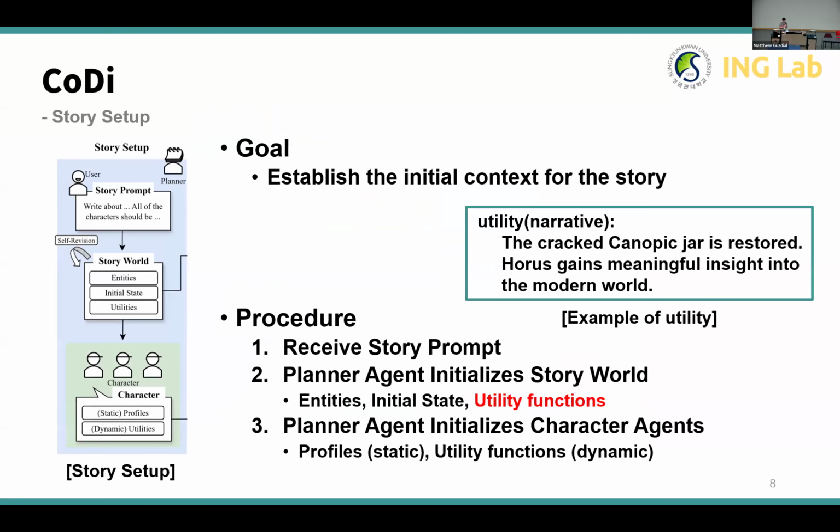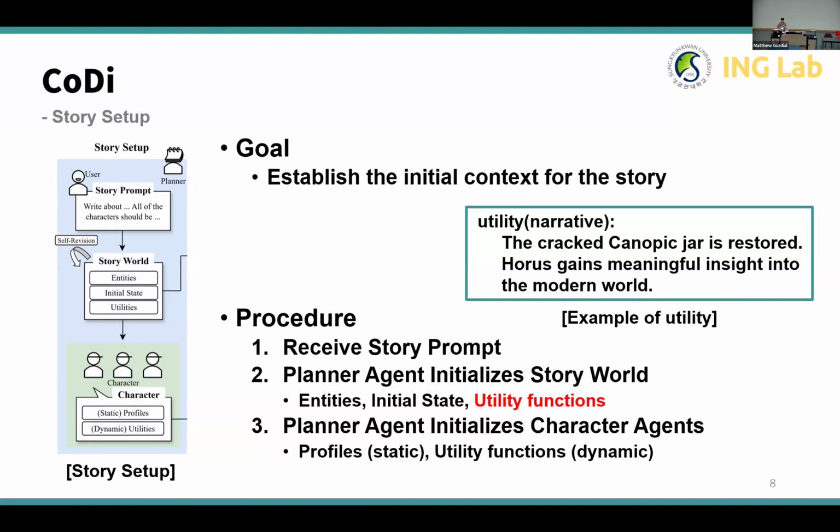The first stage is story setup. In this stage, the planner agent initializes the context for the story. First, the planner agent receives the story prompt and initializes what we call a story world. The story world contains entities, initial state, and utility functions, inspired by the Sabre framework. You can see an example of utility in this case study: the correct canopic jar is restored, and Horus gains meaningful insight into the modern world. The thing is that there is no particular ordered narrative progression, and there is no ending.